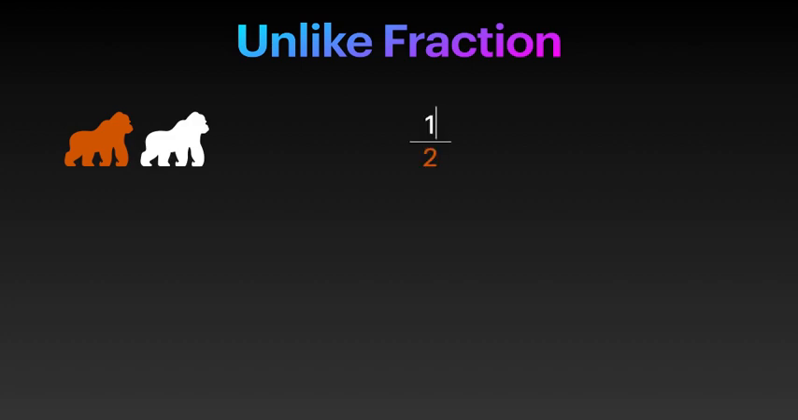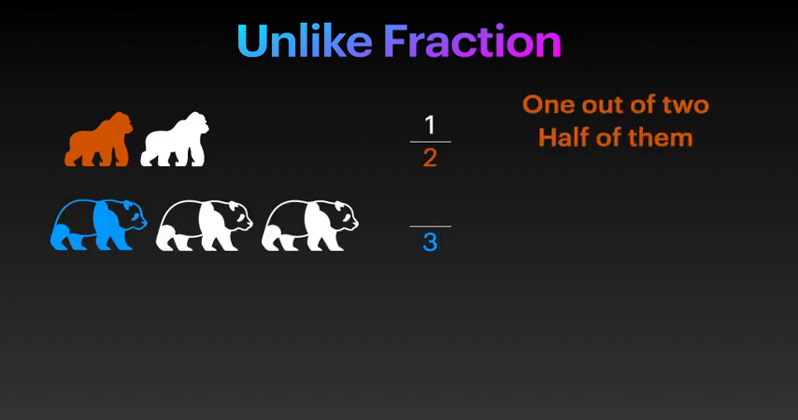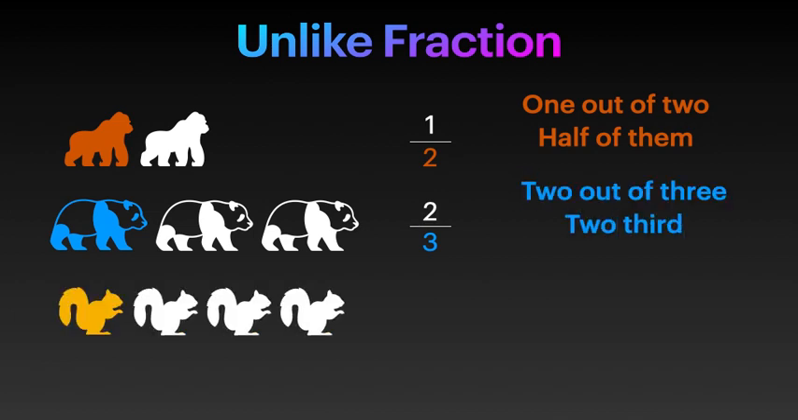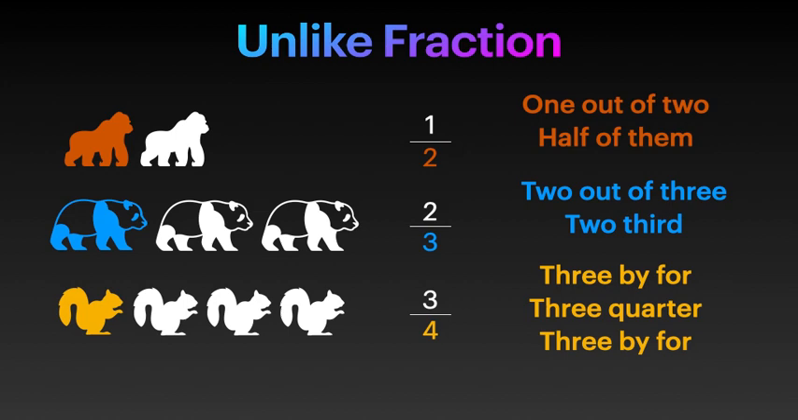Our fourth type of fraction is unlike fractions. Now here you can see on the screen there are 3 homogeneous series. First let's have a look at the gorilla series. There we can see 1 out of 2 gorillas is white. Our next series is the polar bear series. Here we can see 3 out of 2 polar bears are white. Our last series is squirrels. There are 3 out of 4 squirrels that are white.